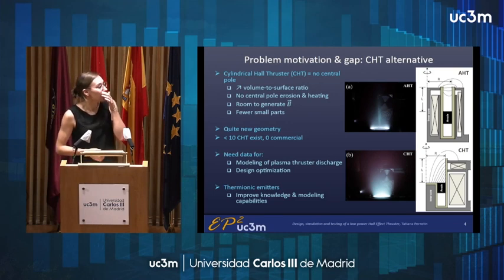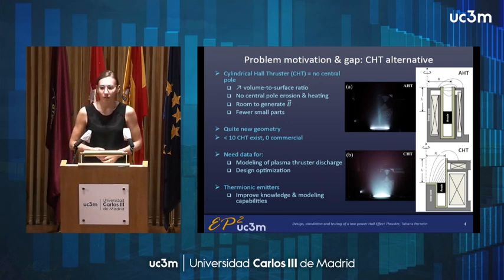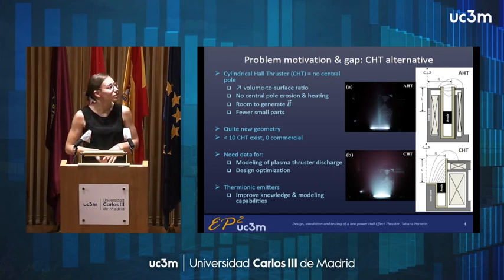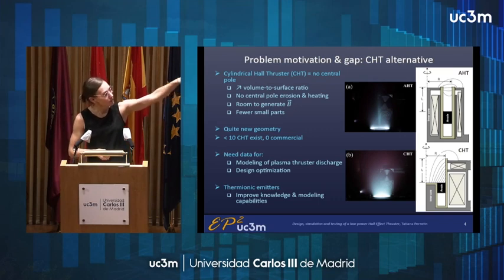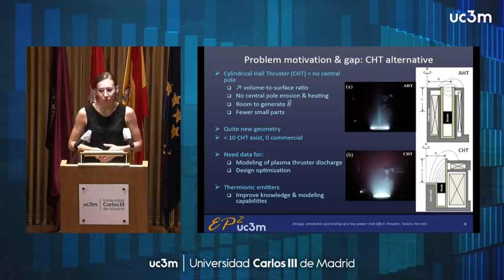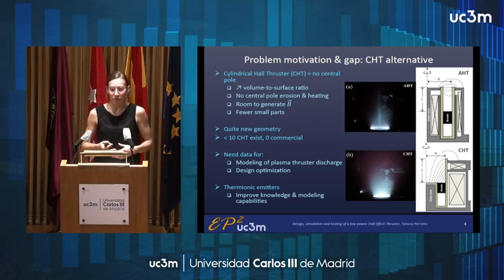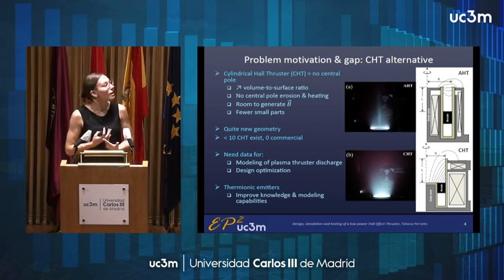So one thing that has already been proposed about 20 years ago as a solution for these problems is a new design of a Hall thruster, which is cylindrical. The central pole is completely removed, as you can see on the two schematics on the right. In theory, we're supposed to have a greater volume to surface ratio, reduce the power losses, and we want to increase if possible, or at least maintain the same performance while reducing erosion, because now we have only one pole to erode.